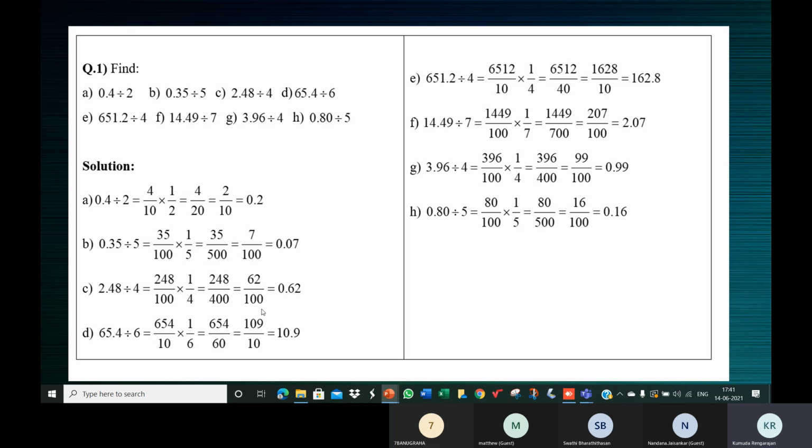When the denominator is 10, 100, 1000, 10,000, it's easy to put it back as a decimal. So we stop here. When it was 400, we cancelled. We used the tables of 4 and we simplified, so we got 62 by 100. Now that we got 100, we don't want to simplify any further, and we write it as a decimal, which is 0.62. 0.62 because there are two zeros in the denominator, so after the decimal point there should be 2 digits. So 0.62.